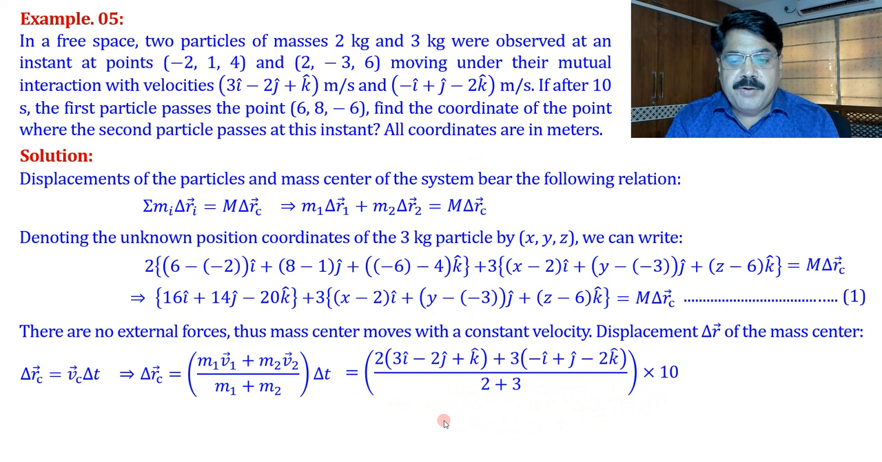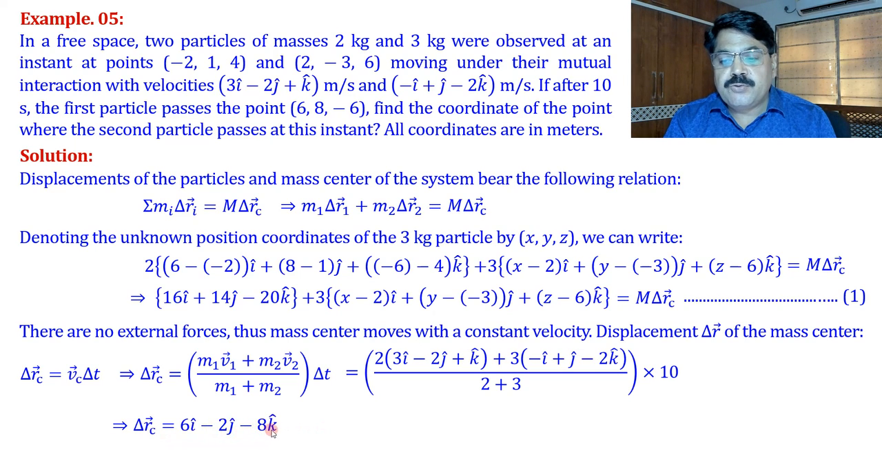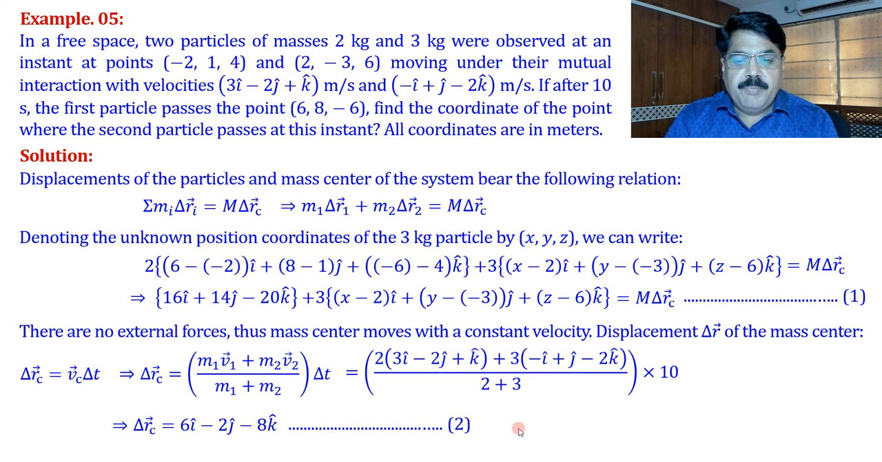Now we'll solve it. What do you get? Delta RC is equal to 6 i cap minus 2 j cap minus 8 k cap. So we have obtained delta RC. That is equation number 2. Now we proceed further.